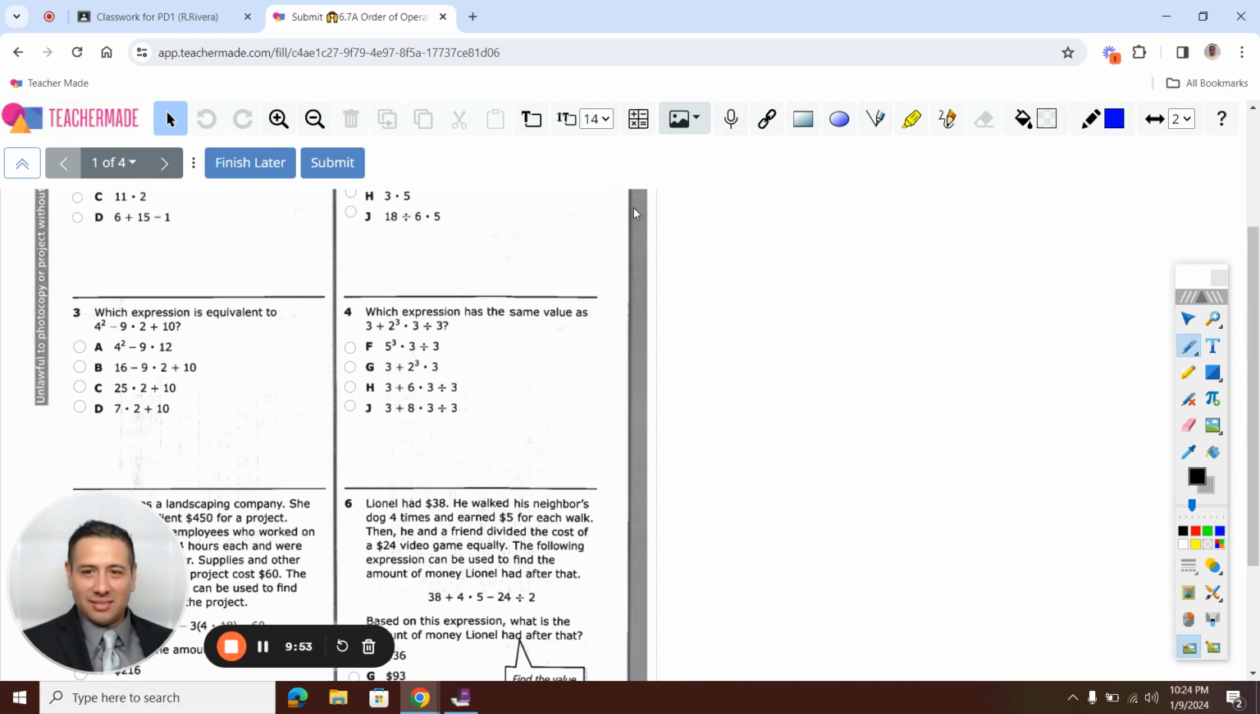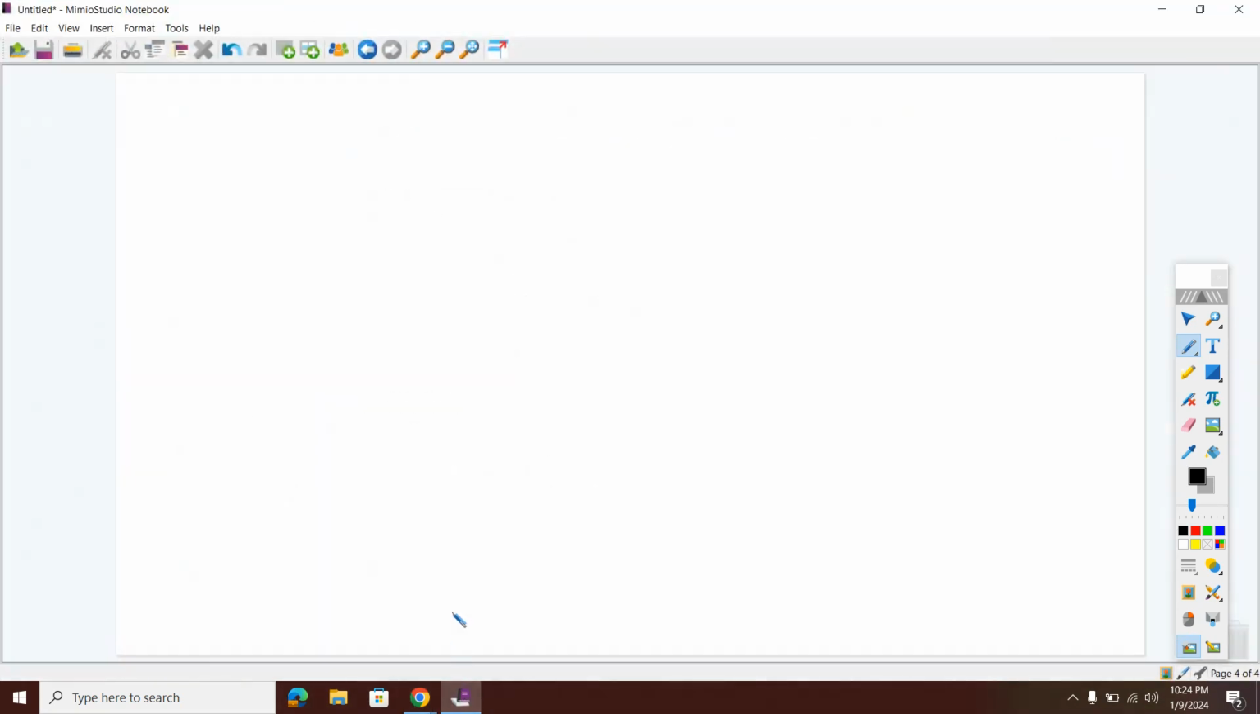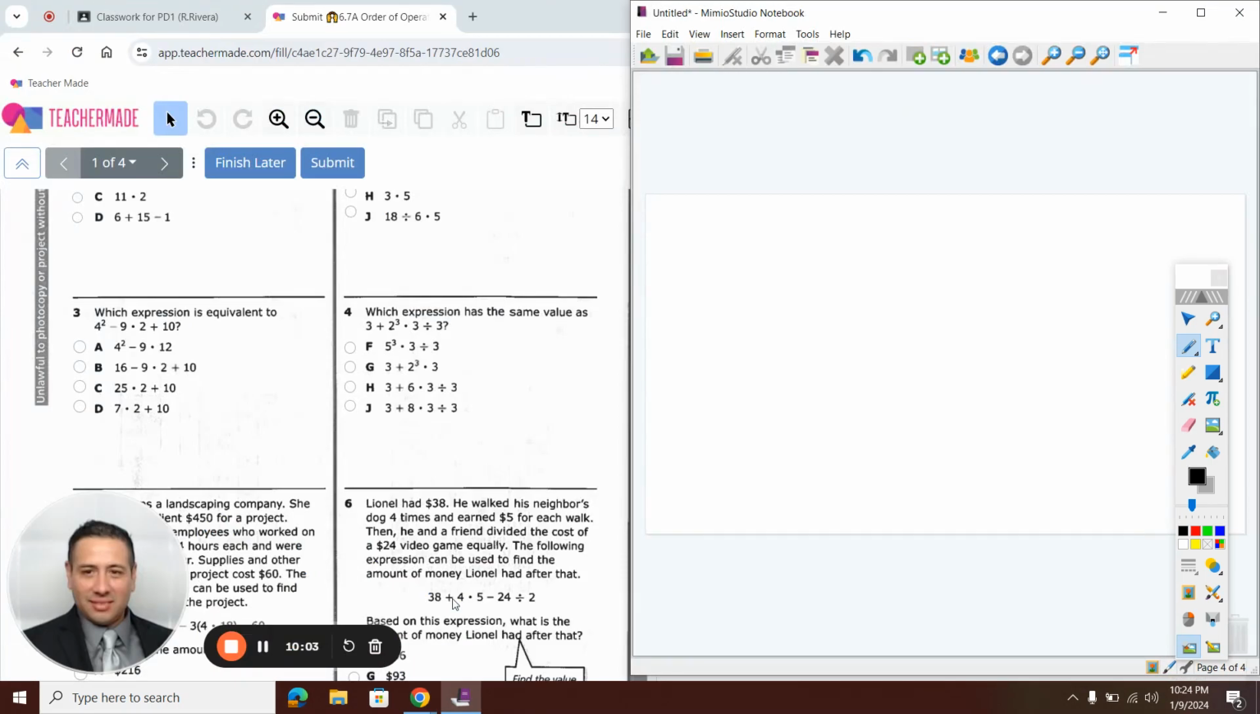Okay. I'm going to do this guy. Number 3. So number 3. Split the screen. And here we go, number 3. This has to be done in your homework journal. You will copy your expression 4 to the second power minus 9. So I might need to use the integer rules because there's that minus times 2 plus 10.